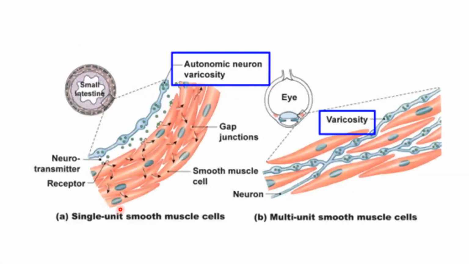So here, the spontaneous contracting areas are called single unit smooth muscle cells. Okay? They act as a single unit, but in places like the eye, each of the muscles is innervated separately, and they are controlled mainly by the nervous system.